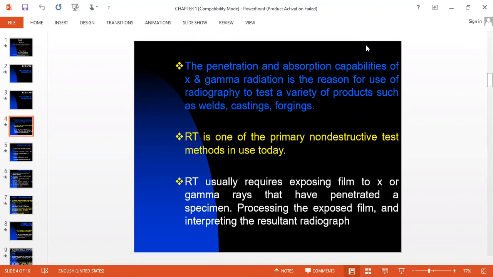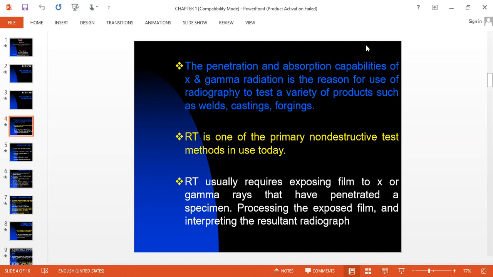Now, the penetrating and absorption capabilities of X-ray and gamma ray radiation is the reason for the use of radiography to test a variety of products such as weld, casting, forging. So, any type of material, we can do radiography for them to detect internal discontinuities, to detect internal soundness. Basically, we are using this industrial radiography for welding, casting, and forging products. So, RT is one of the primary non-destructive testing methods in use today.